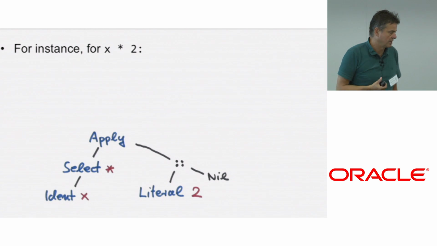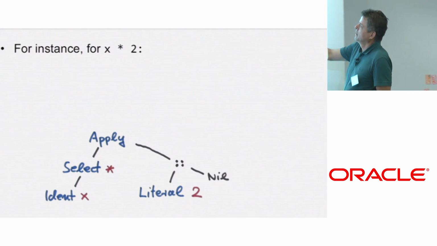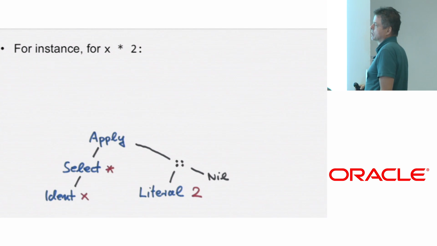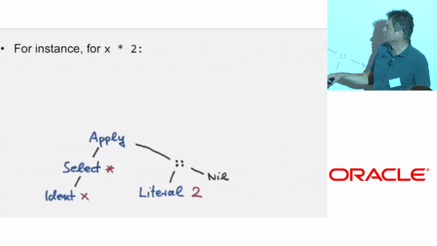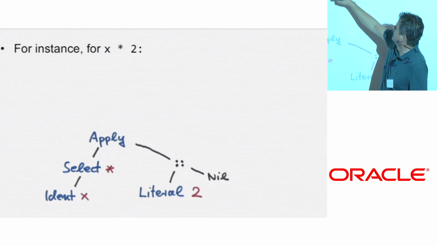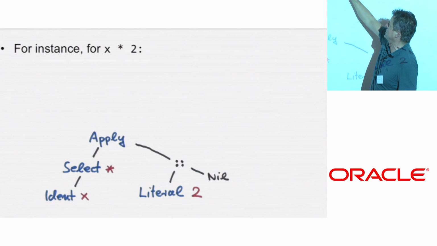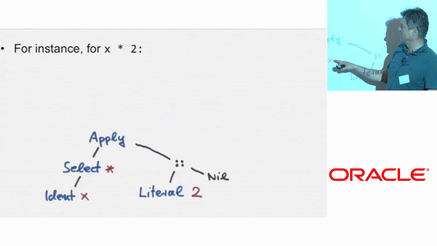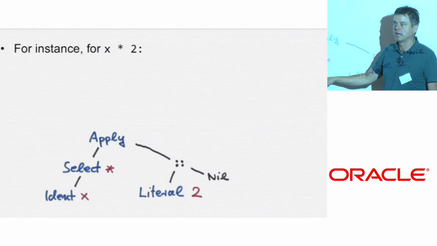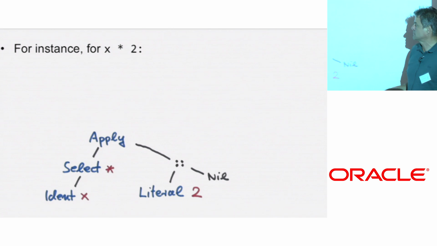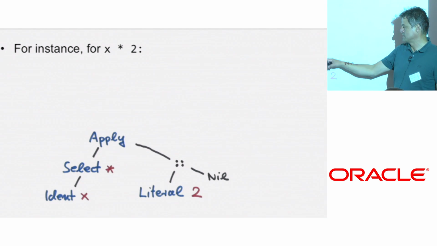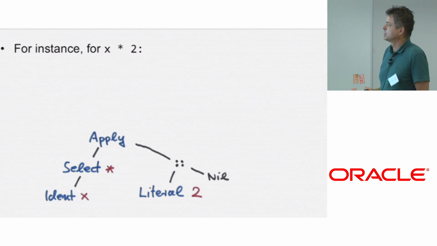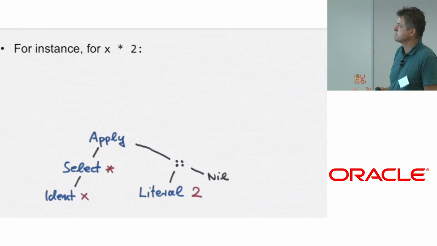So let's look at abstract syntax trees first. Here we have a simple abstract syntax tree for an expression like x times 2. That would be an apply node, a function application. Well, in Scala, I should say that x dot star is a method name and 2 is the argument. So it's an apply node. The function of the apply node is a selection of star on the identifier x. And the argument of the apply node is a list that consists of the single argument, which is a literal of the number 2.